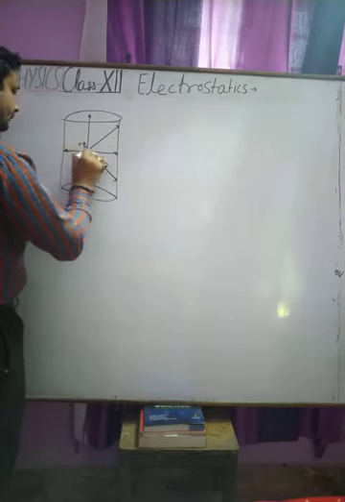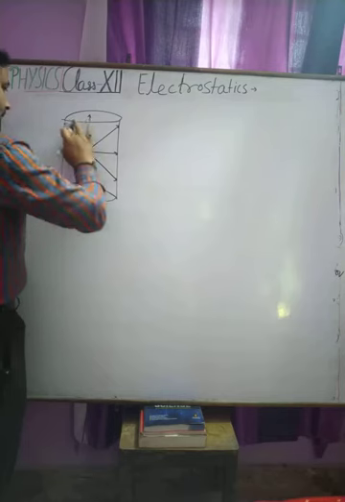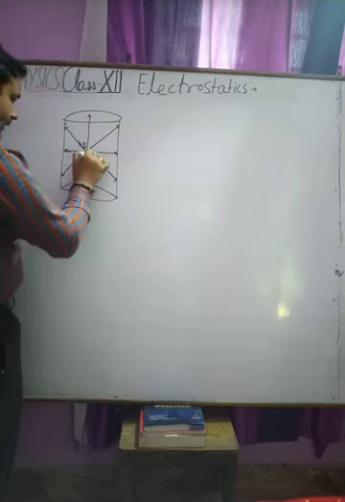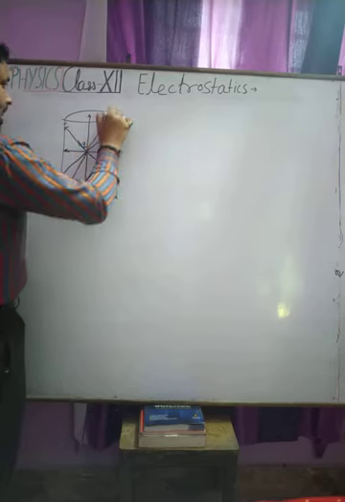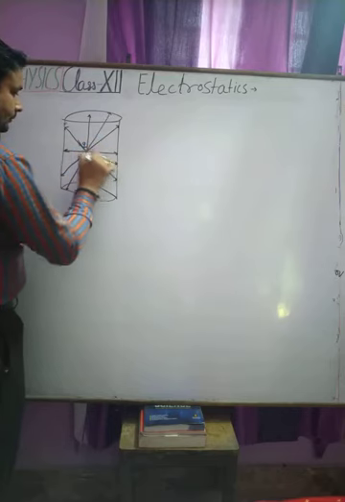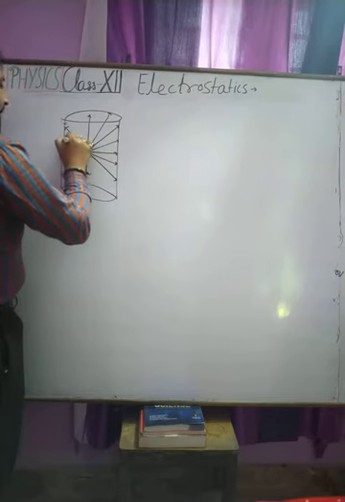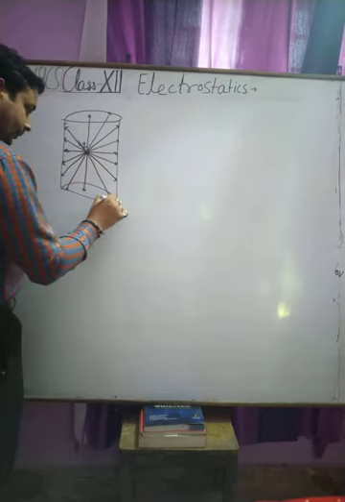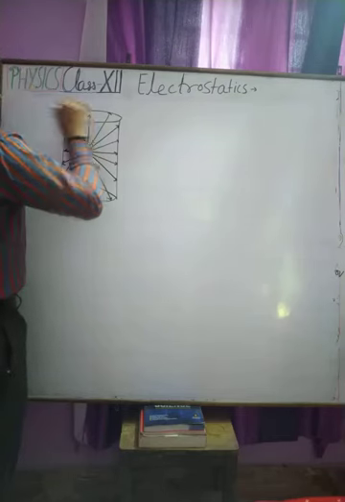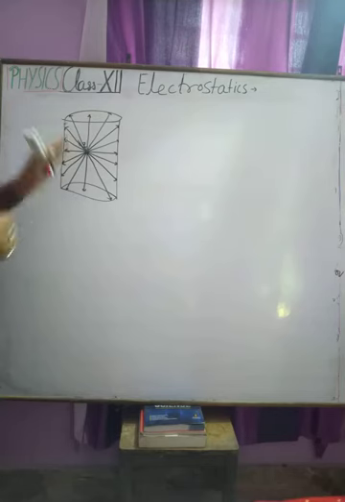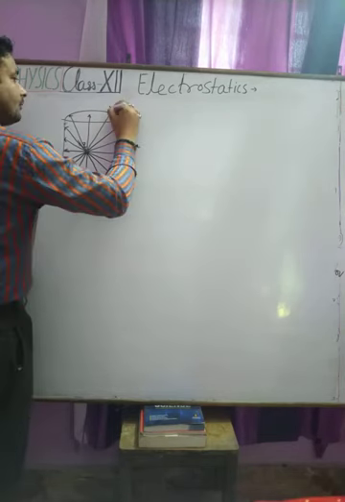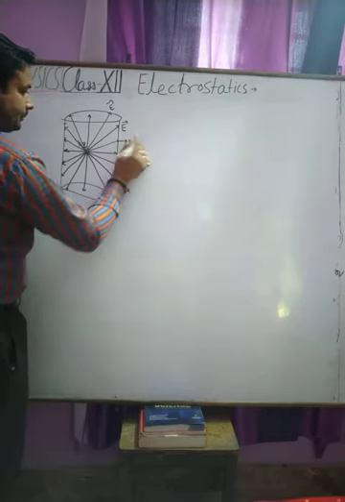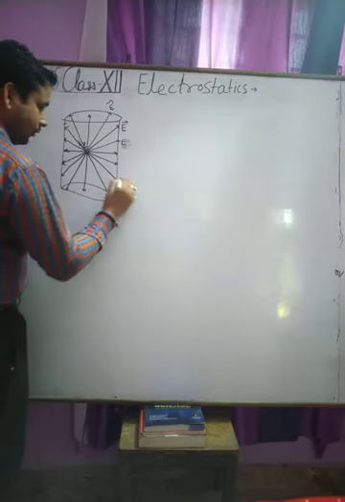Okay, student. And now here it is very clear that where these electric field lines meet the surface of this closed cylindrical surface, at every point where they intersect, it gives the value of the electric field.